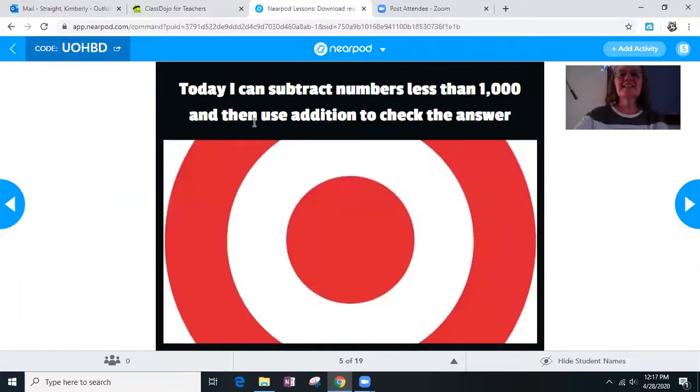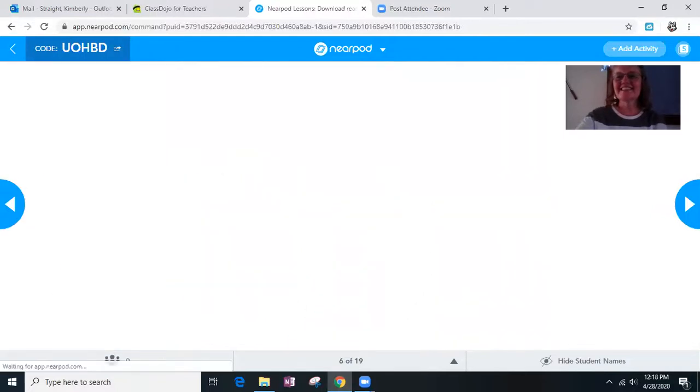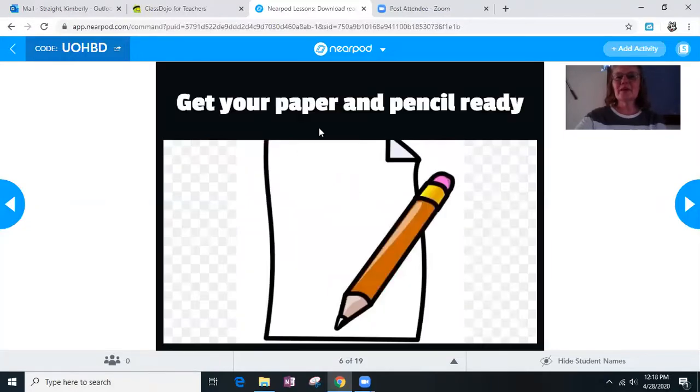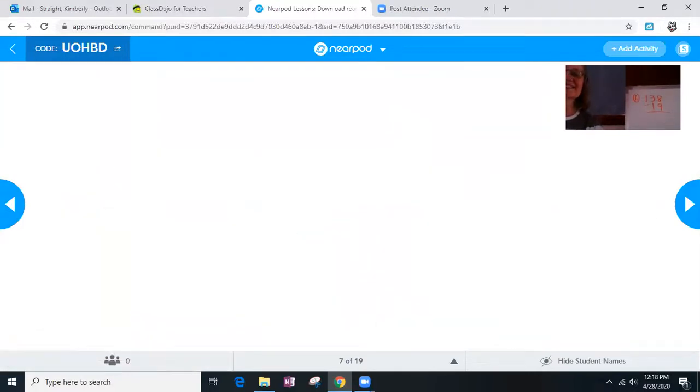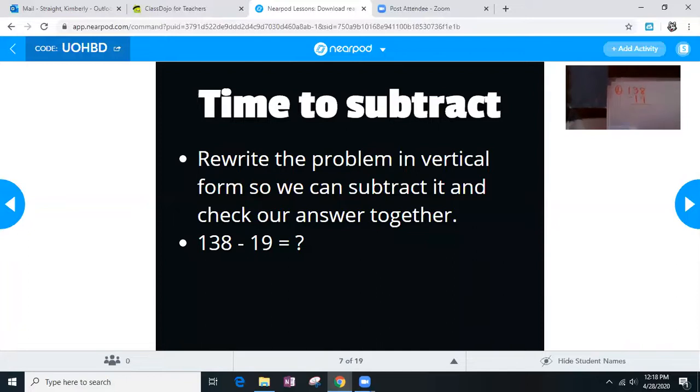Today's target skill is I can subtract numbers less than 1,000 and then use addition to check the answer. So get your paper and pencil ready, boys and girls. You are going to rewrite the problem in vertical form so we can subtract it and check our answer together.